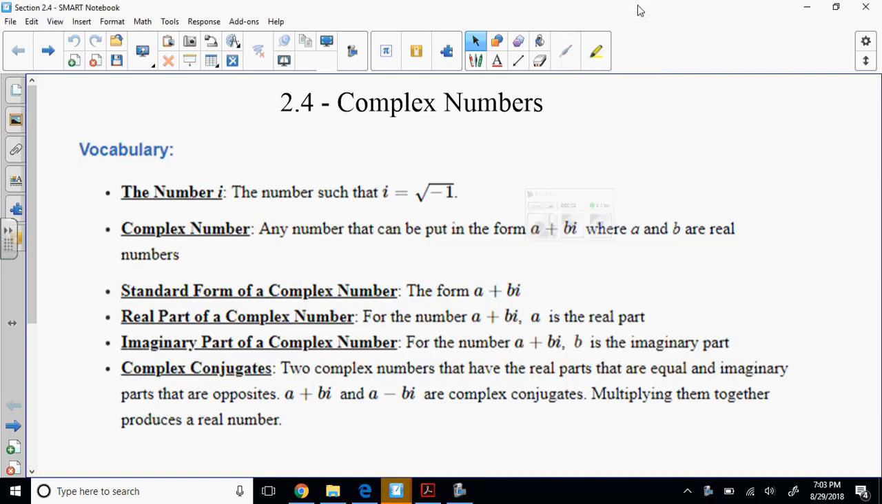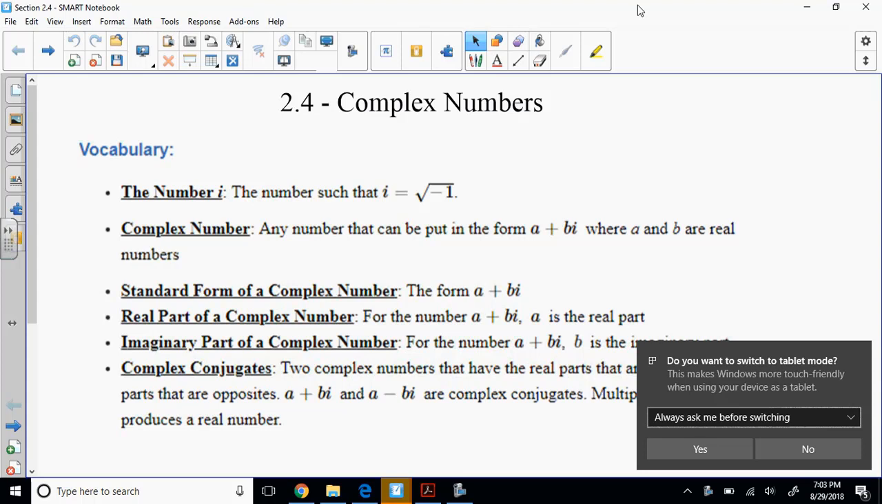There we go. So tonight we're looking at 2.4, which is complex numbers, and we'll just pick up and carry on from where we left off the other night. So we'll do 2.4 and 2.5 tonight.